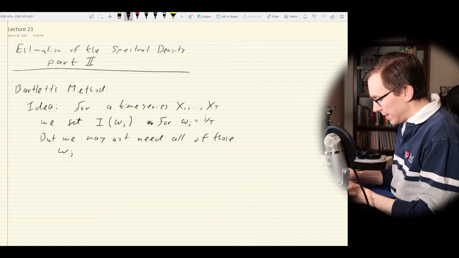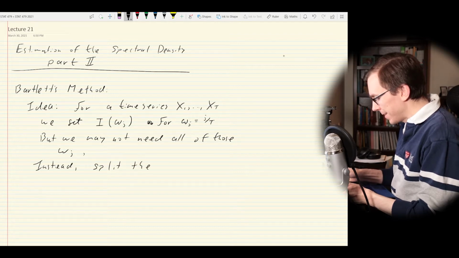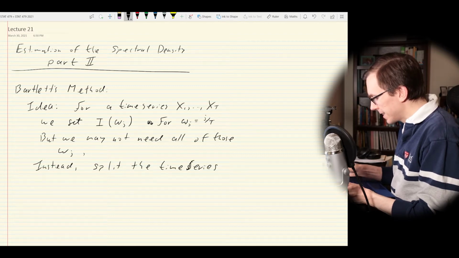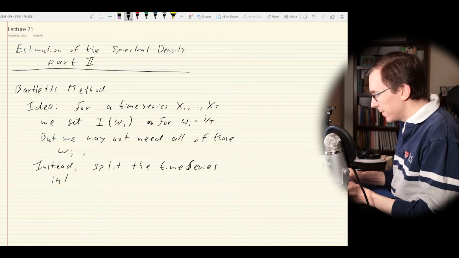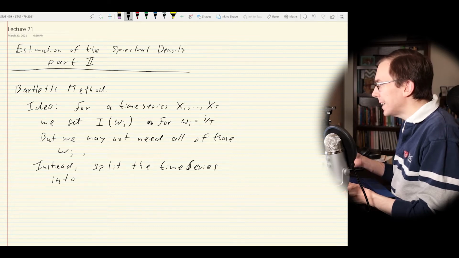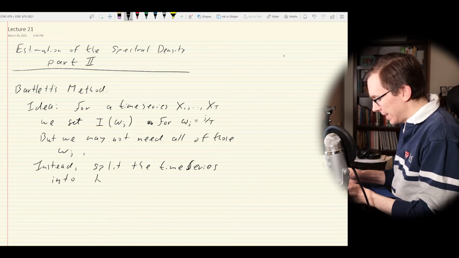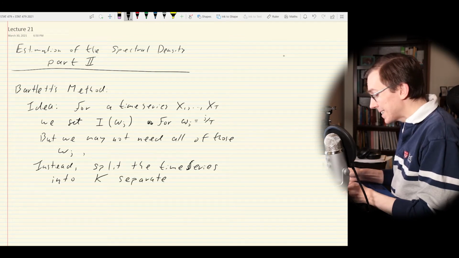So what we can do is instead split the time series into, what was my notation? I think K. Yeah, K separate, equally sized, this is kind of important, pieces.